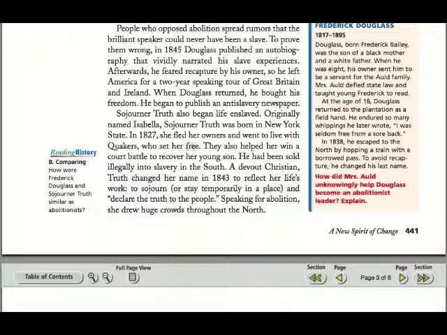They also helped her win a court battle to recover her young son. He had been sold illegally into slavery in the South. A devout Christian, Truth changed her name in 1843 to reflect her life's work, to sojourn, and declare the truth to the people. Speaking for abolition, she drew huge crowds throughout the North.